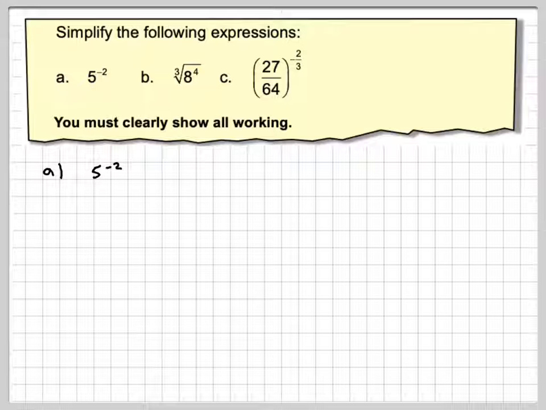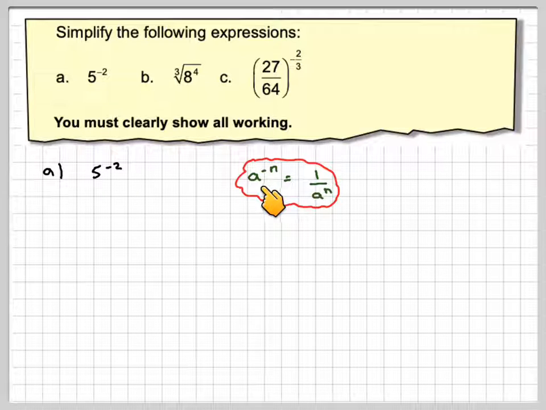So 5 to the minus 2, we have to use this rule of indices, which is a to the minus n is 1 over a to the n. So you do need to learn all the rules. So this can be rewritten as 1 over 5 squared. Now 5 squared is 25. So we've got a final answer of 1 over 25.